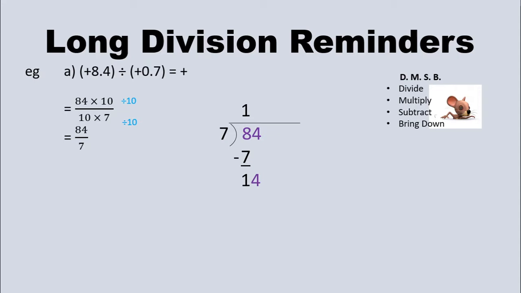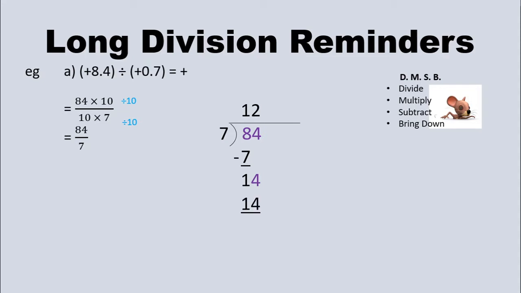So I start over again with the D, divide. What is 14 divided by 7? 14 divided by 7 is 2, and my answer is going up at the top here. So far my answer is 12. Am I done? Let's find out. I've just divided. What's my next step? M, multiply. I just put a 2 up the top there. 2 times 7 is 14.